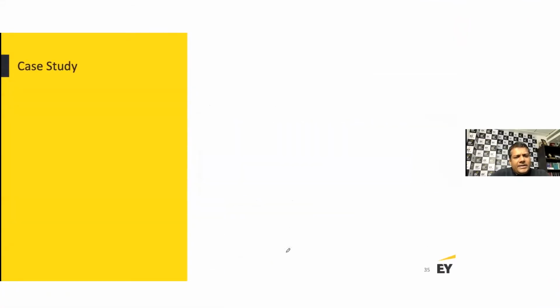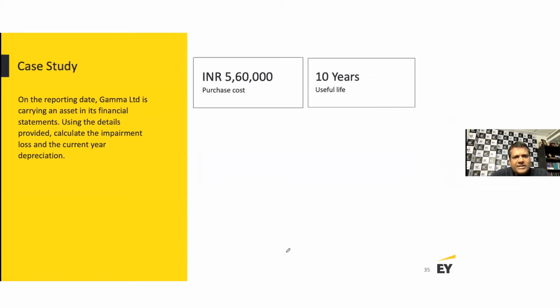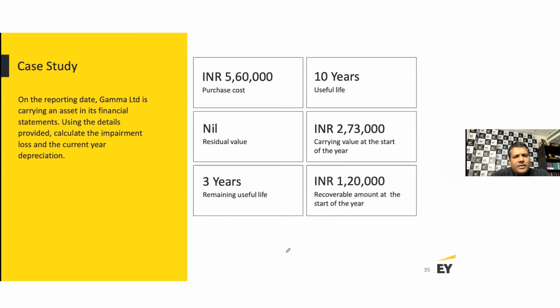Now we're going to look at this case study. On the reporting date, Gamma Limited is carrying an asset in its financial statements. Using the details provided, calculate the impairment loss and the current year depreciation. My purchase cost is 5,60,000. My useful life is 10 years. Residual value is 0. Carrying value at the start of the year is 2,73,000. My remaining useful life is 3 years. Recoverable amount at the start of the year is 1,20,000.